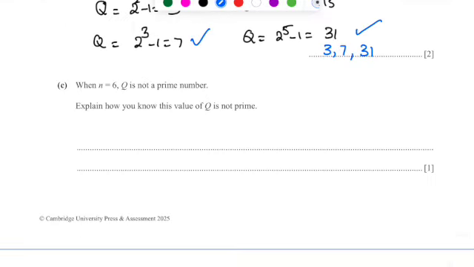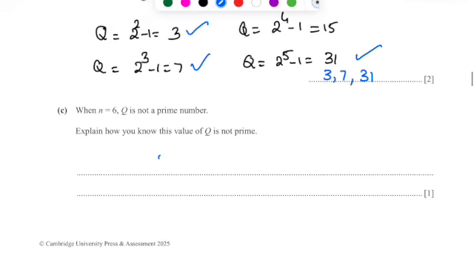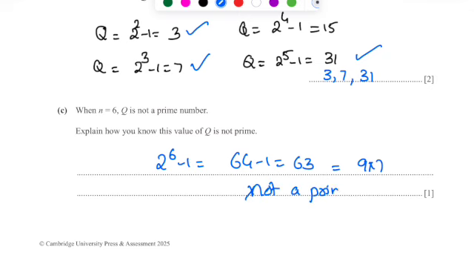When n equals 6, q is not prime. Explain how you know that the value of q is not prime. So 2 power 6 minus 1. 2 power 6 is nothing but what? 64. 64 minus 1, which is 63. 63 can be written as 9 times 7. So therefore it is not a prime number. Not a prime.